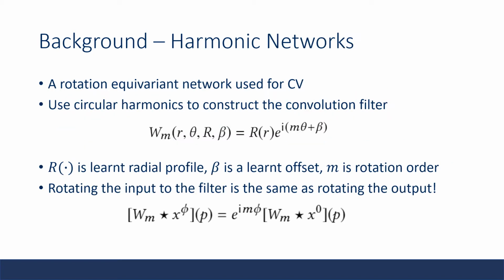For the rotation equivariant stream, they base their idea off of harmonic networks, which is a rotation equivariant network used for computer vision tasks. The basic idea here is to use circular harmonics to construct the convolution filter. You can see the main function behind the convolution in the middle of the screen. Here, big R represents the learned radial profile, beta is the learned offset, and m is the rotation order. Using this, as we will see in the next slide, allows us to conserve rotation between the convolution.